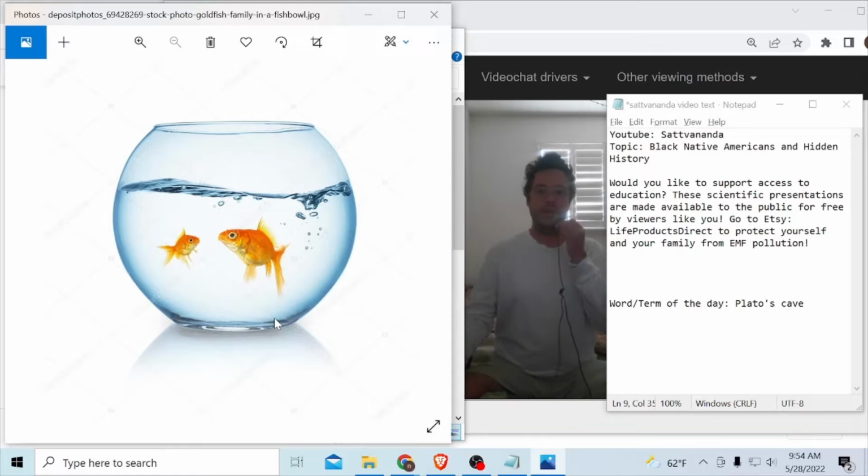Today we're talking about some conceptual models to help us comprehend the true nature of empirical knowledge. The term of the day is Plato's cave, an analogy that can be found in Plato's Republic, a famous book from ancient times.